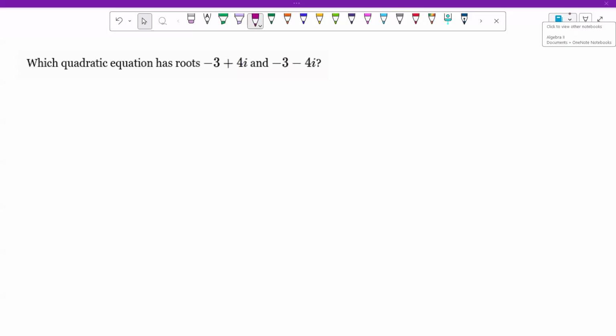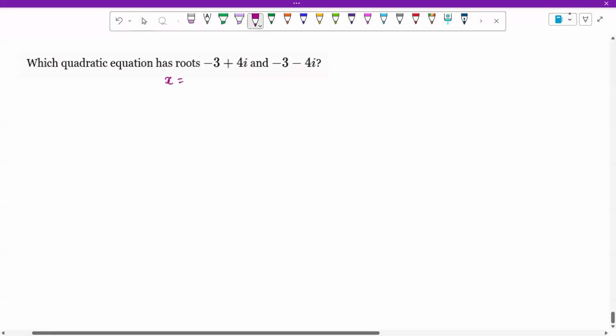Situation is given. We are given two roots. So how are we going to solve it? Number one, these are two roots. That means these are two x values. So x is equal to minus 3 plus 4 iota is one. Then x is equal to minus 3 minus 4 iota is another.